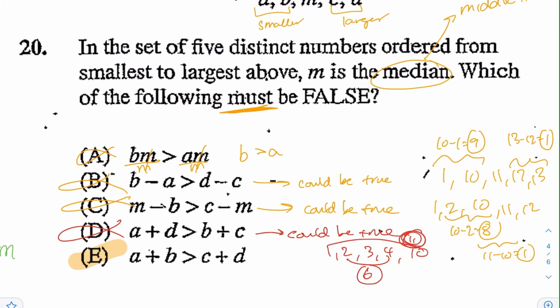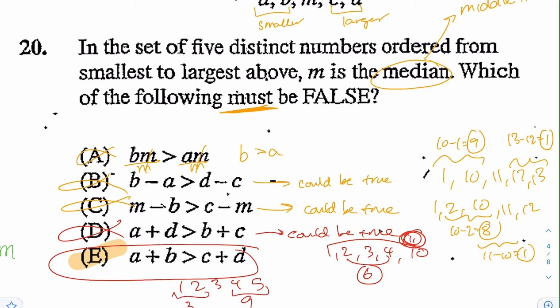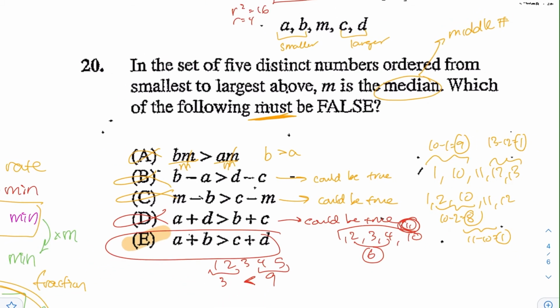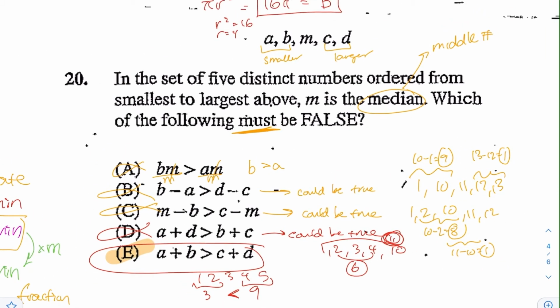So the answer has to be choice E. There is no way that A plus B can be greater than C plus D. That's because A and B are definitely smaller than M, and C and D are larger. Both C and D are larger than M. So when you have a set of numbers here, if you try 1, 2, 3, 4, 5, 1 plus 2 is 3, 4 plus 5 is 9. So 9 is always going to be greater than 3. So E is the answer because it can never be true.